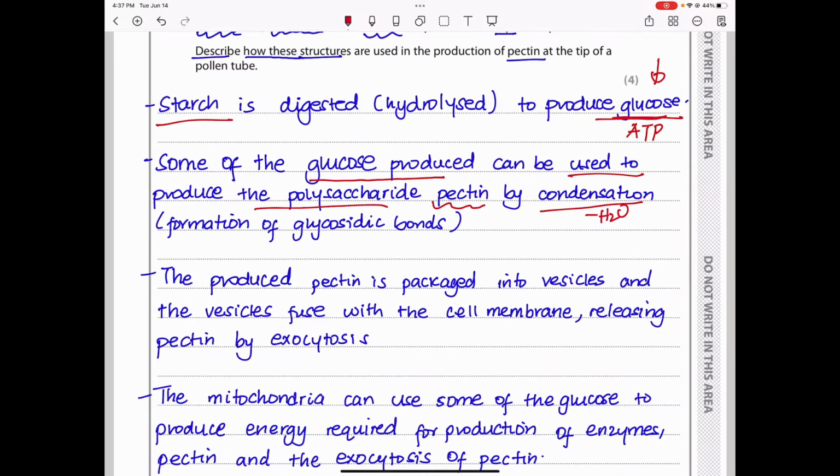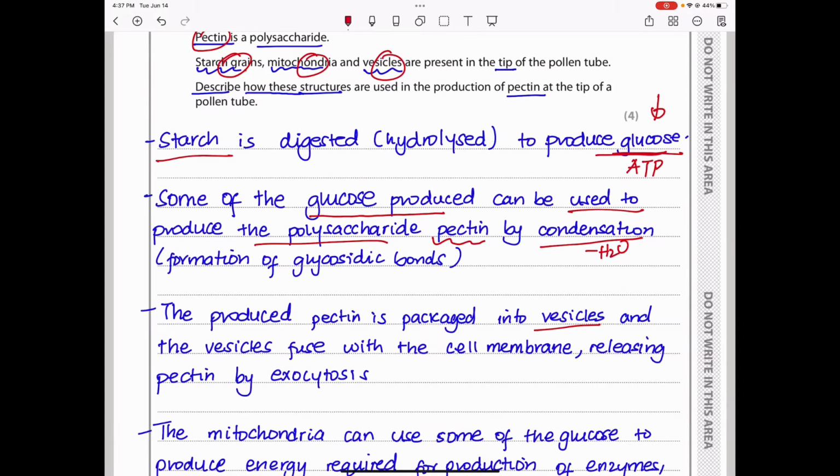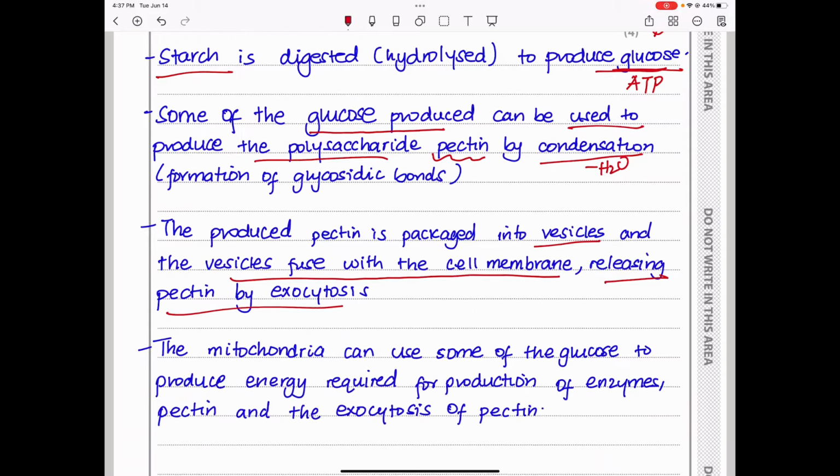Then the produced pectin is packaged in vesicles. Remember, here we are looking for things like pectin, which is a polysaccharide, and then starch grains, mitochondria, as well as vesicles present at the tip. The starch grains are broken down to produce glucose, and then the glucose is used to make the polysaccharide, which is packaged into vesicles, and the vesicles will fuse with the cell membrane, releasing the pectin by exocytosis, that is, releasing it outside the cell.